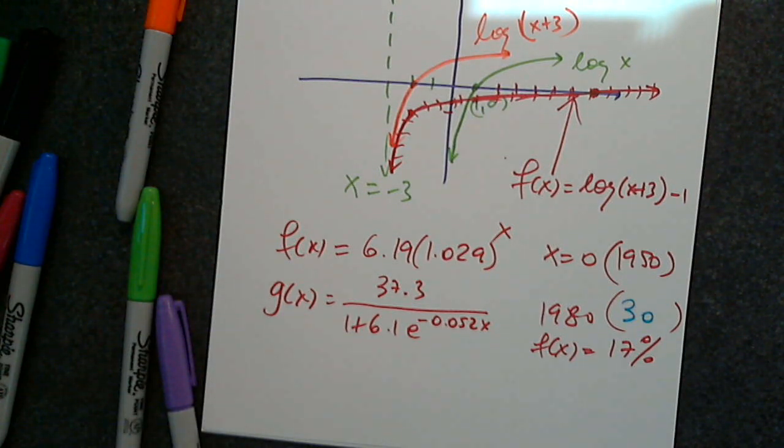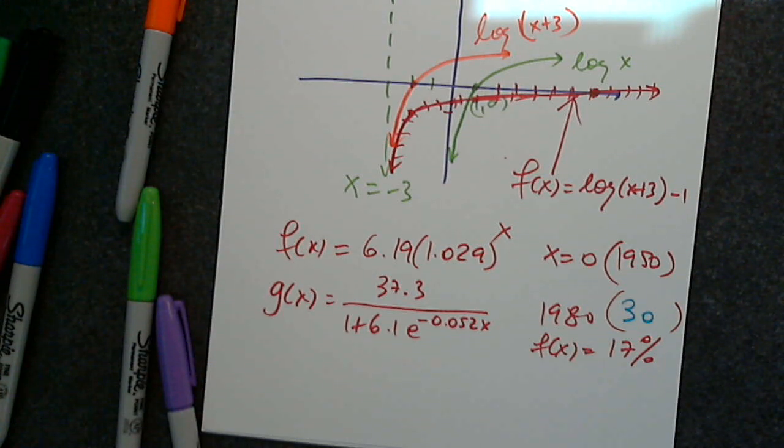multiplied by 1.029 to the power x. The second function is entered as 37.3 without parentheses because it's only one number, and also in the numerator. But the denominator needs parentheses. 1 plus 6.1 times e raised to the power, in parentheses, negative 0.052x, close the parenthesis for the power and close the parenthesis for the denominator.